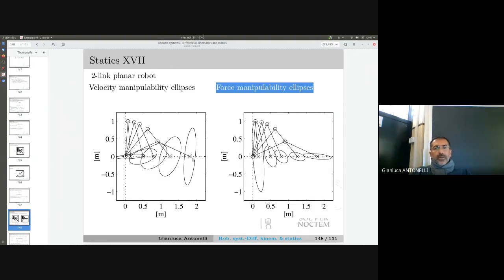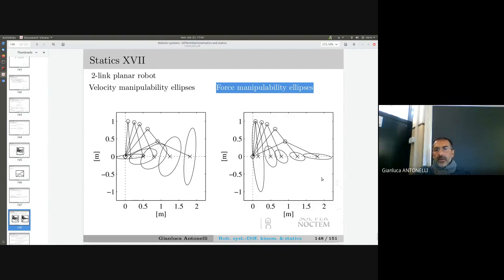I can notice that, for example, in this configuration, this direction is good for the velocities, the tangential is good for the velocity, this is a good transformation. However, if I want to exert a force here, it's not very smart. If I hold a weight, this is not the right configuration to do it. It's good to make training, but it's not energy efficient.